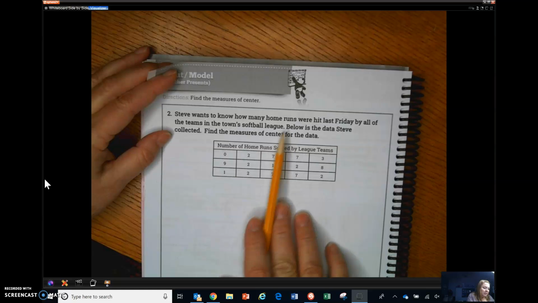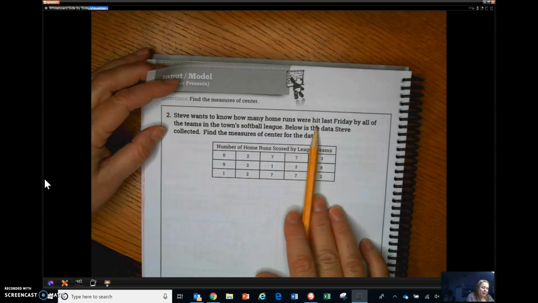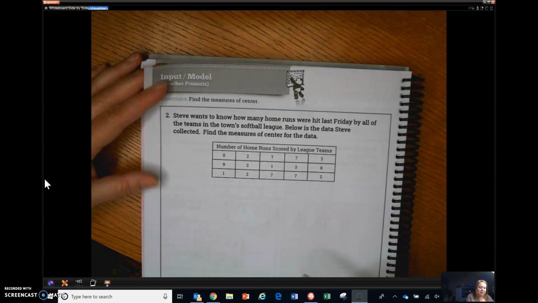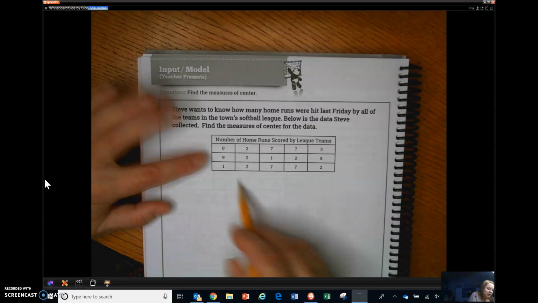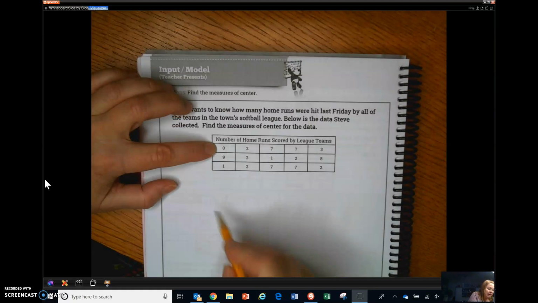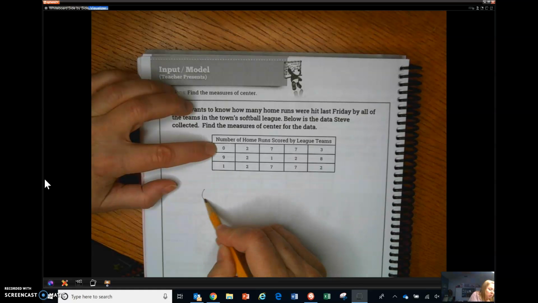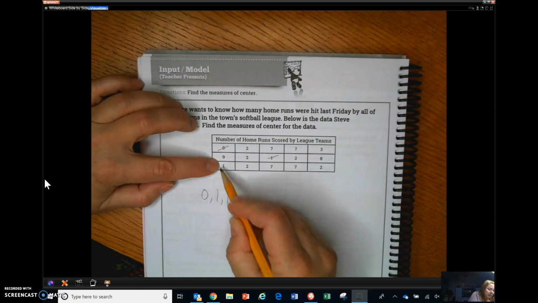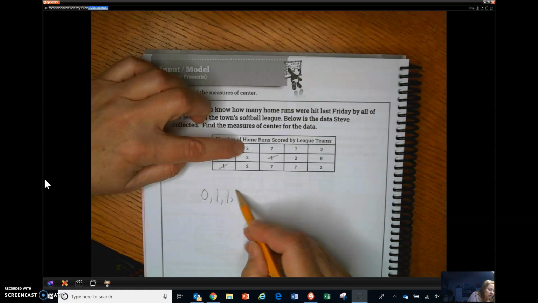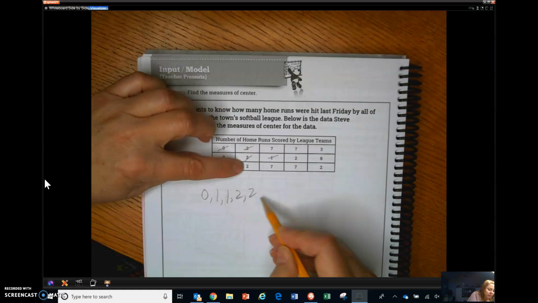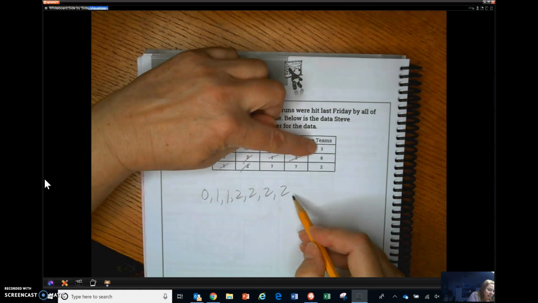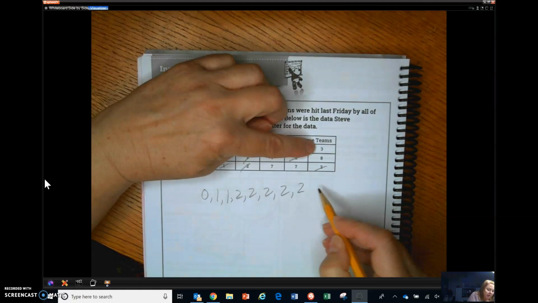We're finding the measurement of center. Steve wants to know how many home runs were hit last Friday. Remember, we did this yesterday. Find the measurement of center, which just means what is the median? What is that middle number going to be? First thing I'm going to do is list my numbers in numerical order. I have a 0. I have a 1. I have another 1. I have a 2, 2, 2, 2, oops, there's another 2. I have a 3.